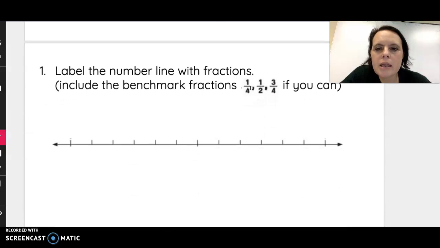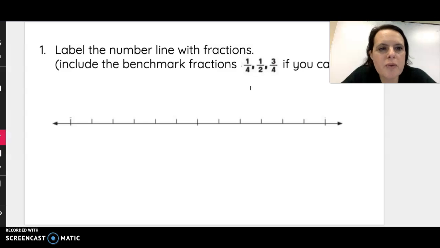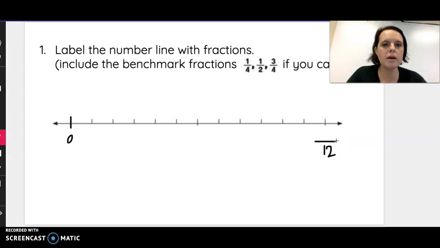Now we're going to label a number line using benchmark fractions, 1/4, 1/2, 3/4. So first thing we want to do is count how many dashes we have. We don't start here. This is 0. We don't start at 0, but we count all the other dashes. As we can see, we have 12 dashes. That's going to be our denominator. That's how many we have. If we think about probability, that's the total amount.